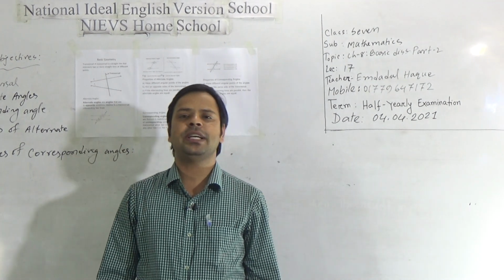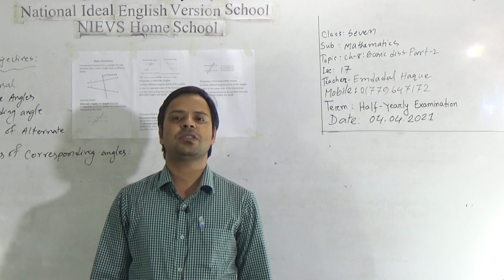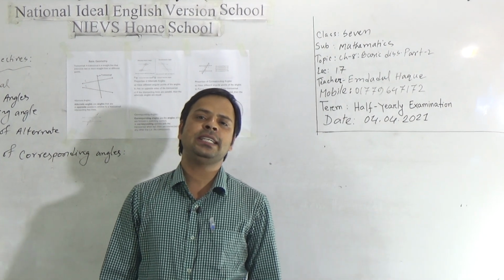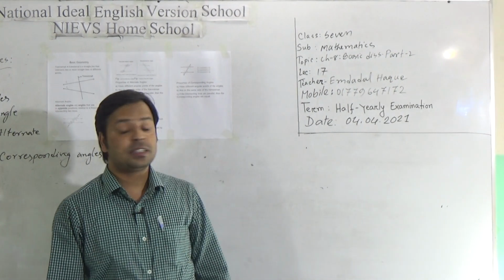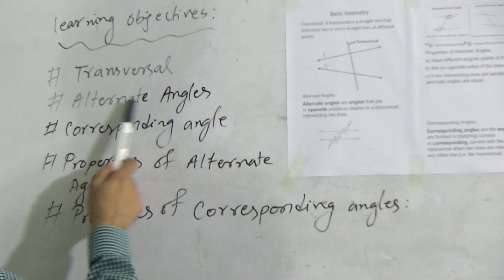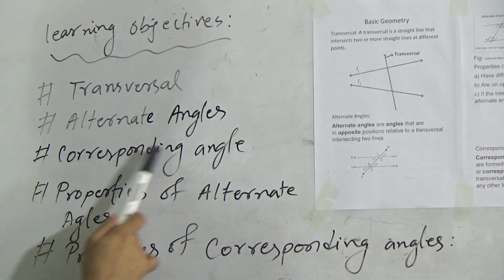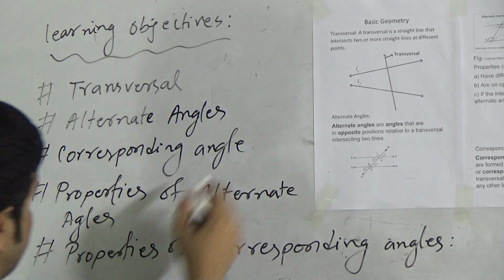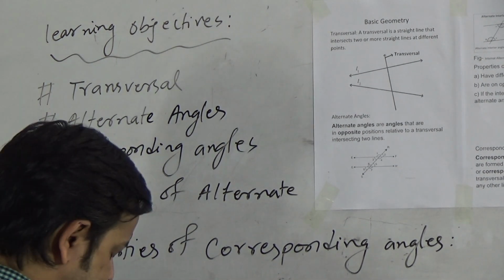Dear students, today I am going to conduct a math class of class 7. Our today's topic is Chapter 8, Basic Discussion, Part 2. In this part, I will discuss transversal, alternate angles, corresponding angles, properties of alternate angles, and properties of corresponding angles.